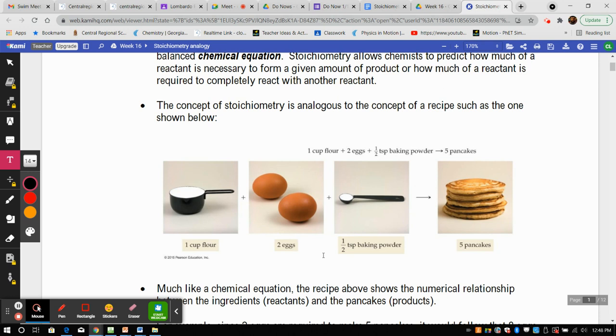But let's say you only had 3/4 of a cup of flour. How many pancakes could you wind up making? That affects the ratio needed. You would still have to use that balanced equation, but now you're changing the given number. So it's going to give us a different output, which is very, very useful for companies that make products.